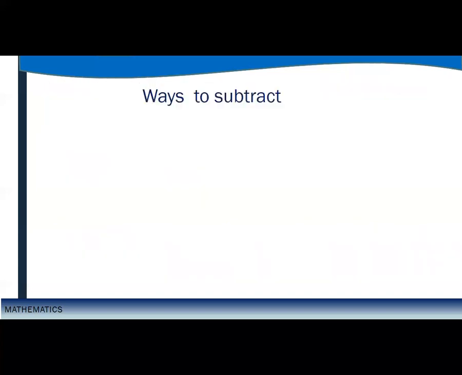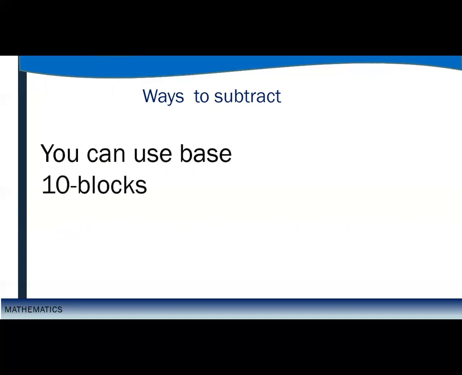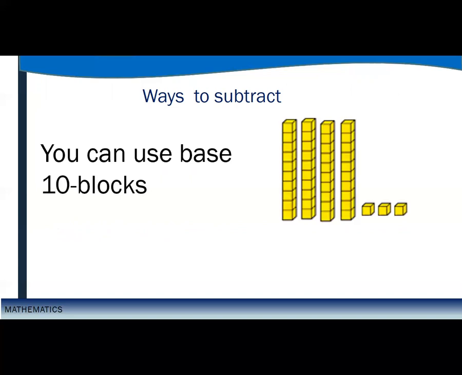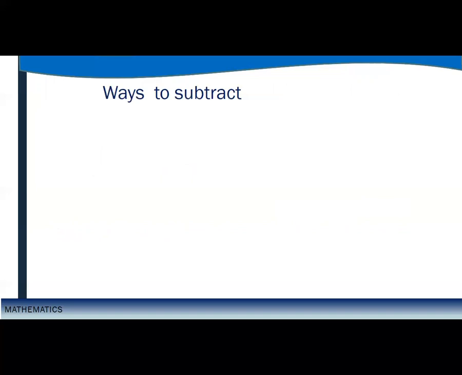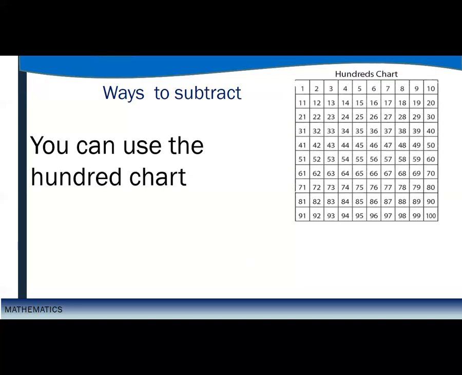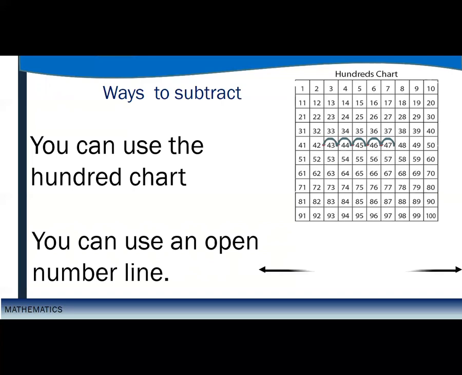Now, boys and girls, let us do a quick recap of the ways we used to subtract so far. One way to subtract is to use base 10 blocks. And there are our base 10 blocks, boys and girls. And another way to subtract is to count back using the 100 chart or an open number line. And there we have them. And look at how we're counting back.